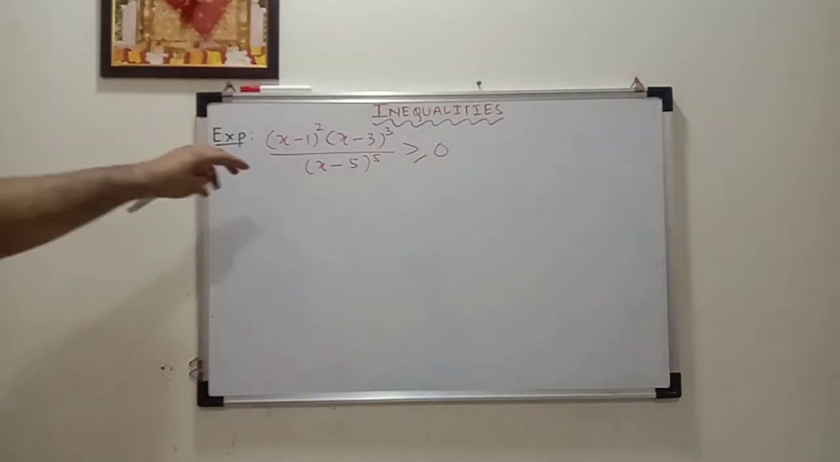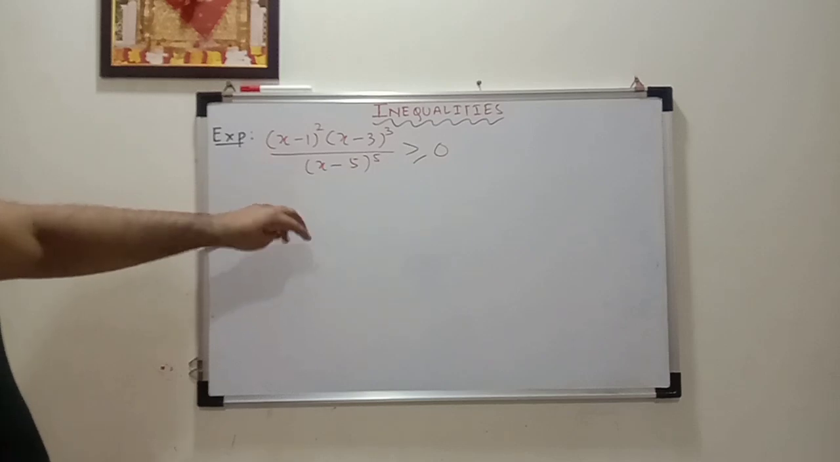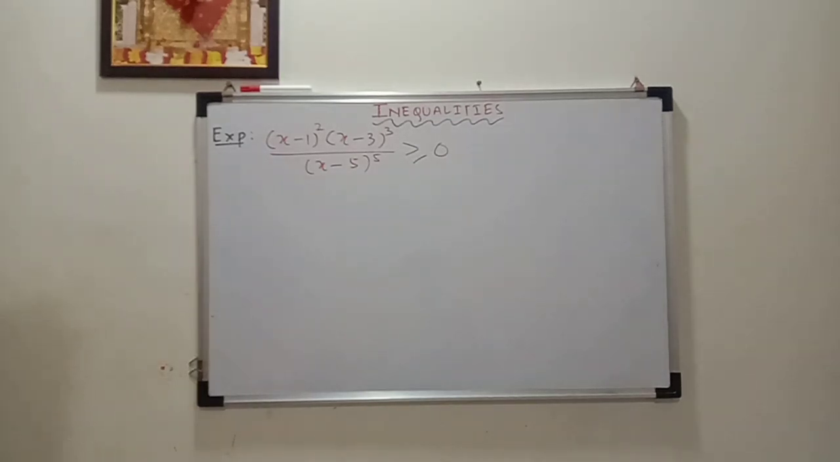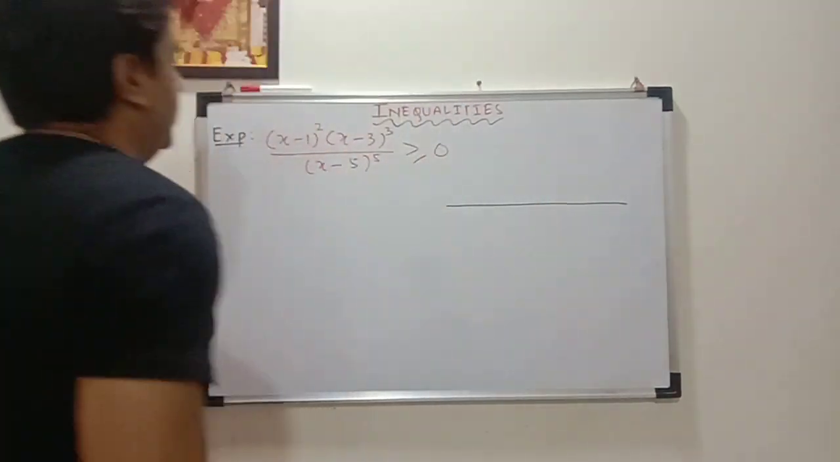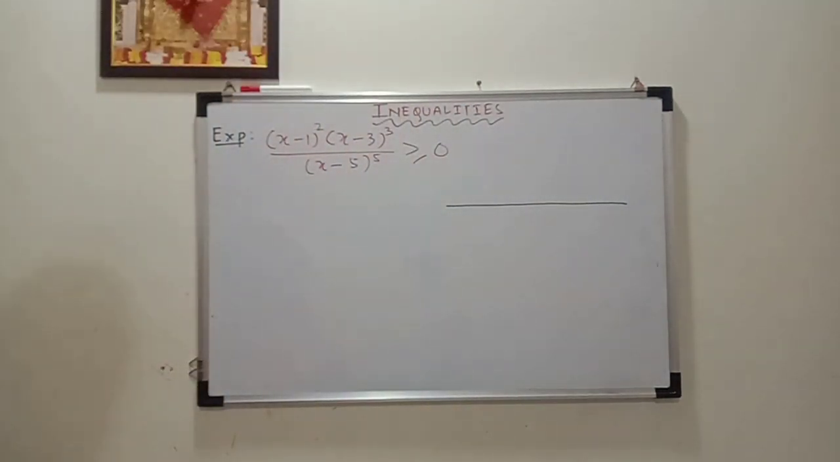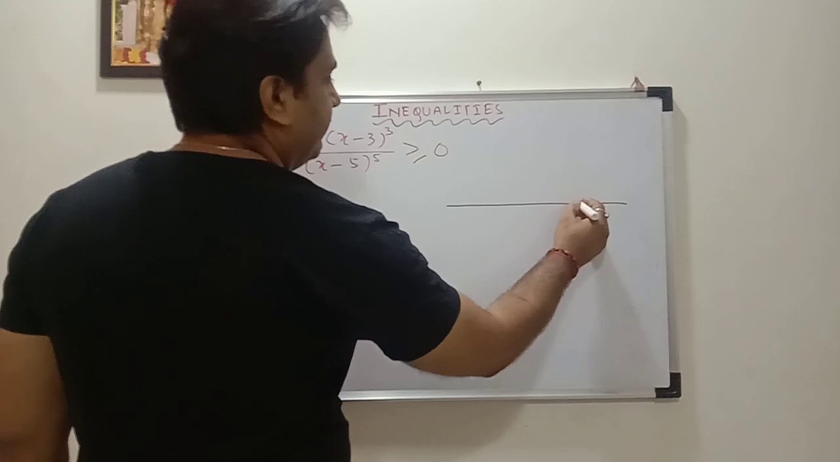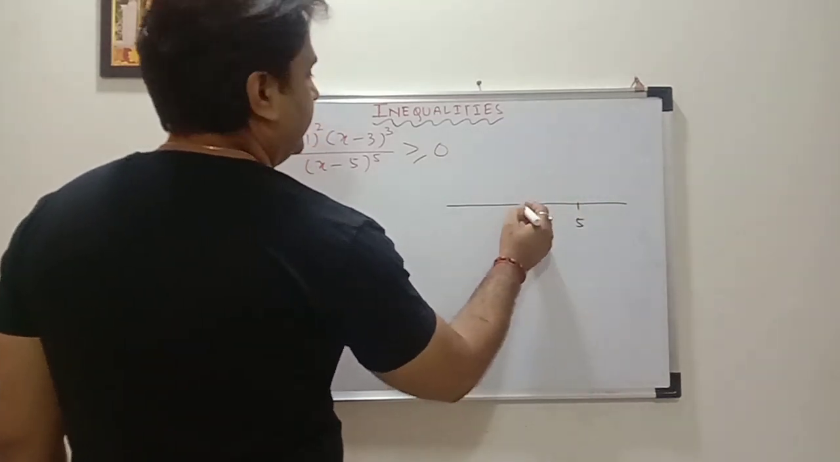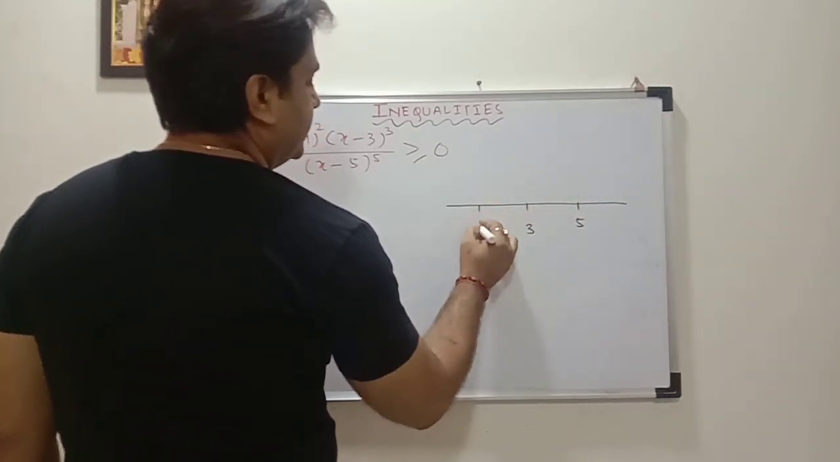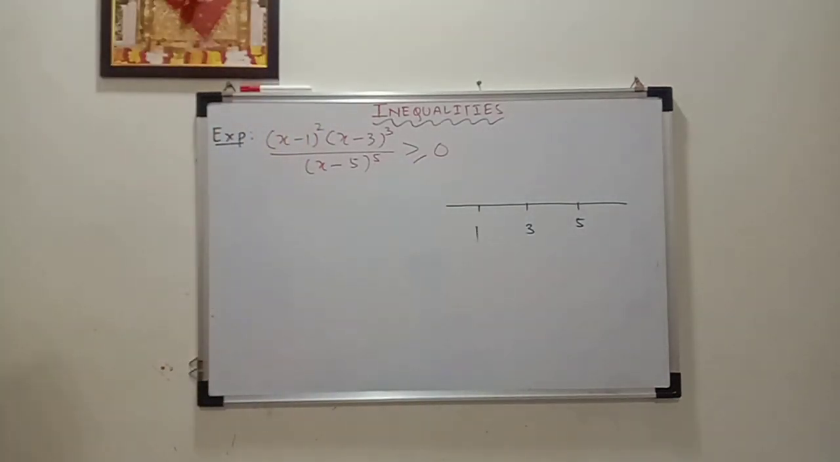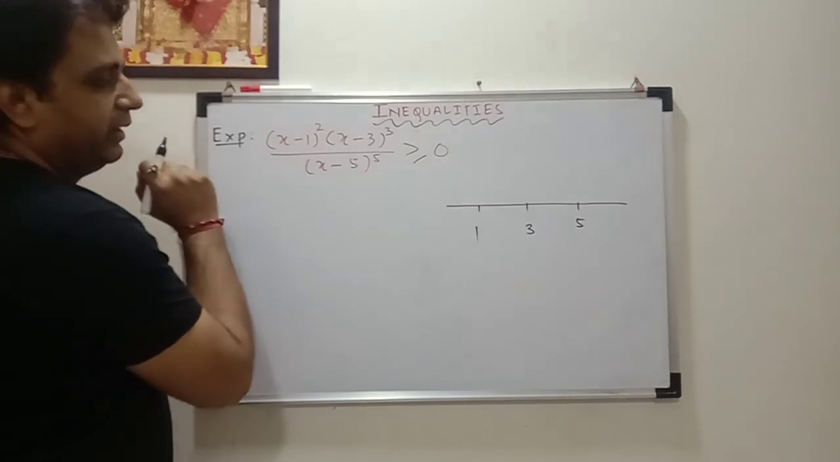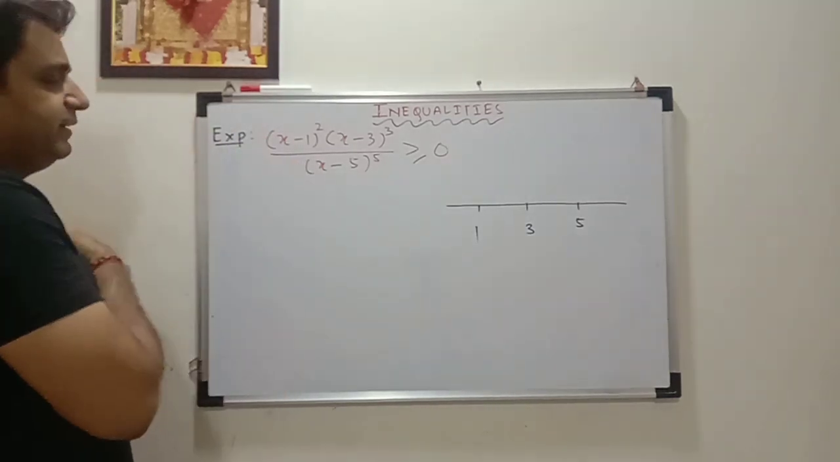So here we have a denominator, and factorization is already there, so no need to factorize. But how to write it on the number line? First draw the number line. Now, what are the values? We can check. One is 5, second is 3, and the first one is 1. Now you can see that at this bracket the power is even. It means we need to check at this value.